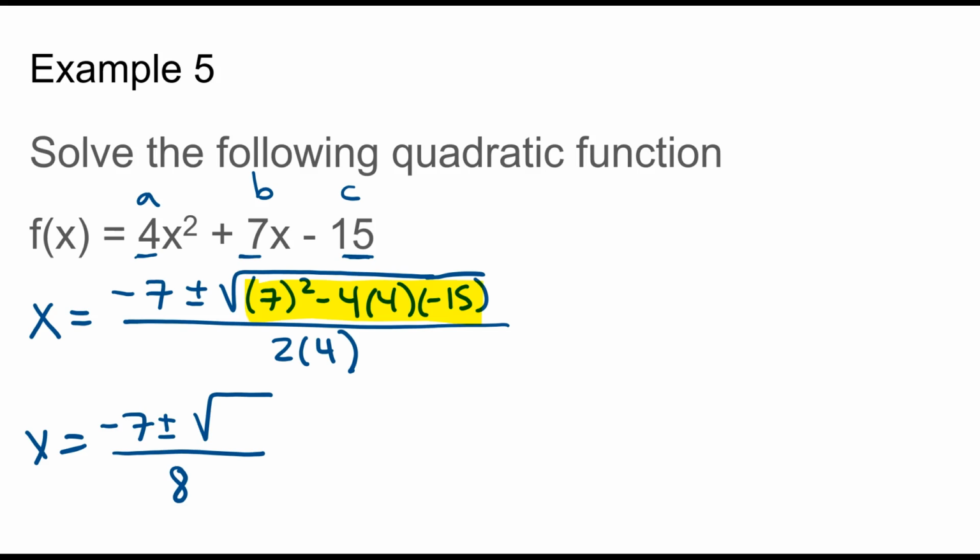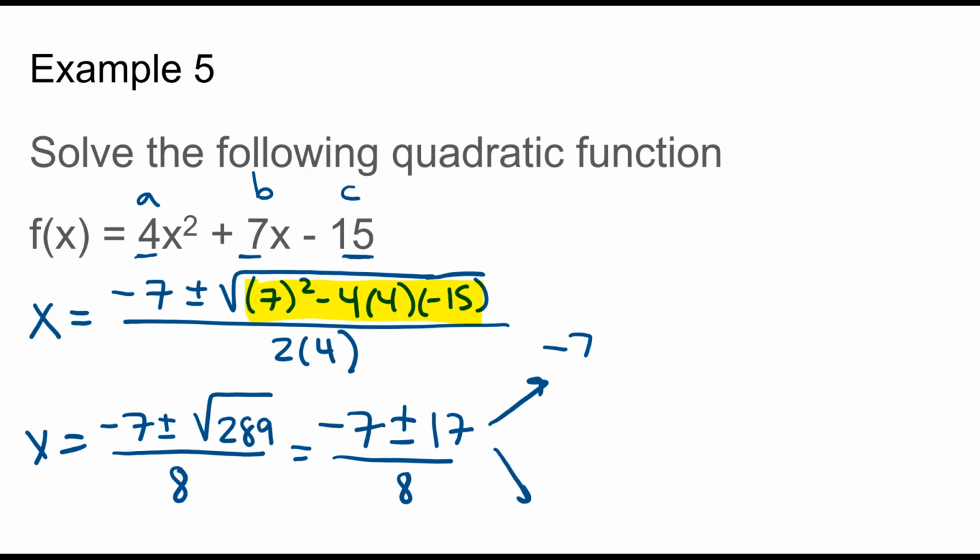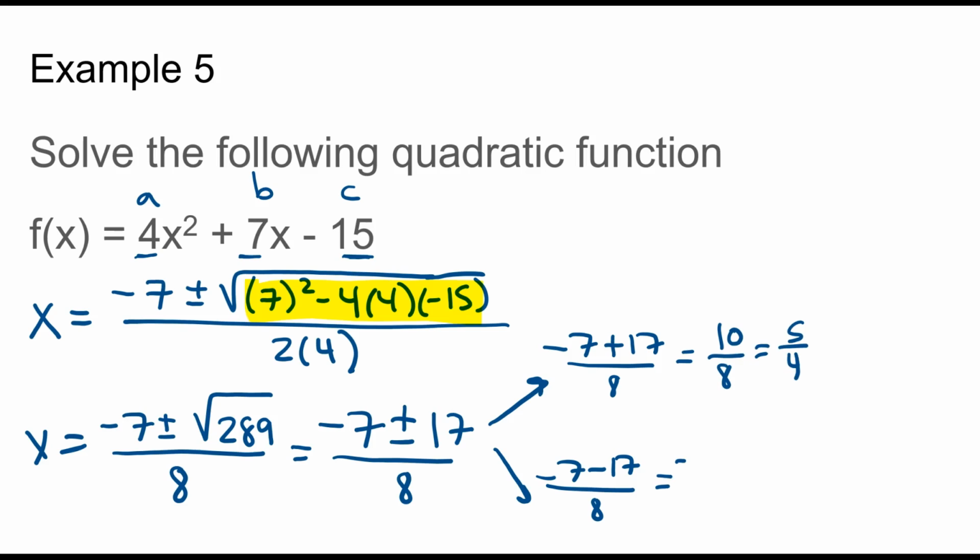We will get positive 289. And if you type that in your calculator, 289 is a perfect square. It is equal to 17. And so we can write this in two different ways. We get negative 7 plus 17 over 8 and negative 7 minus 17 over 8. We get 10 over 8, which is 5 over 4. We get negative 24 over 8, which is negative 3. These are our solutions.